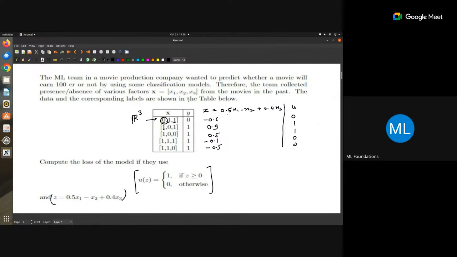So how many misclassifications are happening here? For the first example, 0, this is correct. The second is 1, correct. The third is also 1, correct. The fourth and fifth are the two examples where we get incorrect results, or misclassified. So what is the loss? The misclassification loss is 2 by 5. This is the correct answer, right?